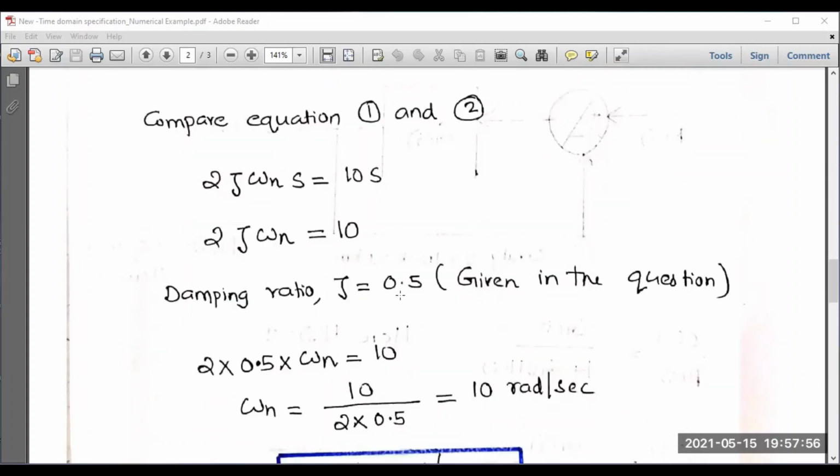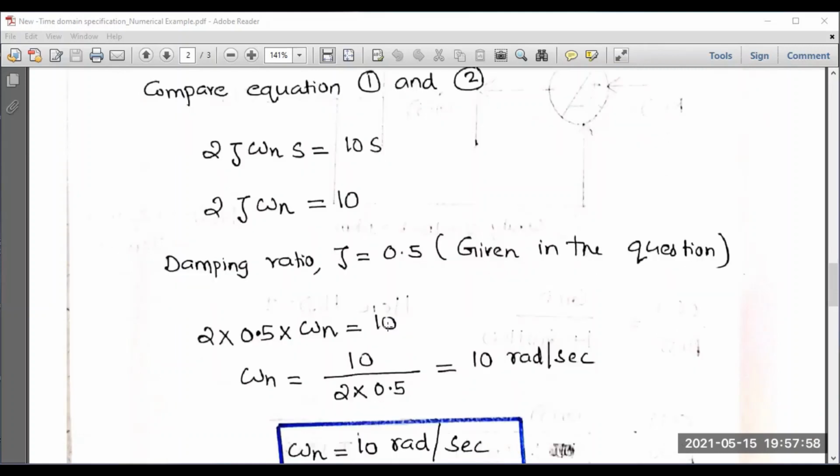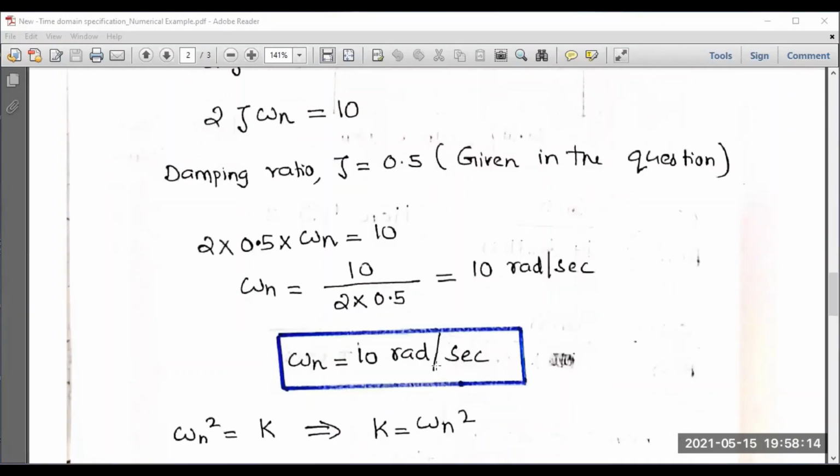So you know the value of zeta. Zeta is equal to 0.5. Therefore, from this expression, I can easily compute the value of omega n. See, omega n is equal to 10 divided by 2 into 0.5. This is very clear. So from this expression, I will be getting 10 radian per second. So natural frequency of oscillation is equal to 10 radian per second. I have put it separately in a block so that you can make out omega n is equal to 10 radian per second.